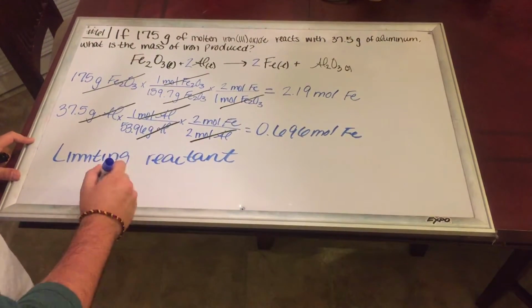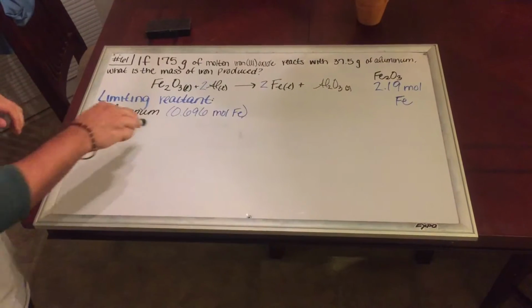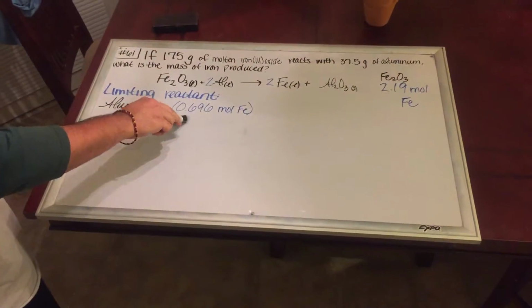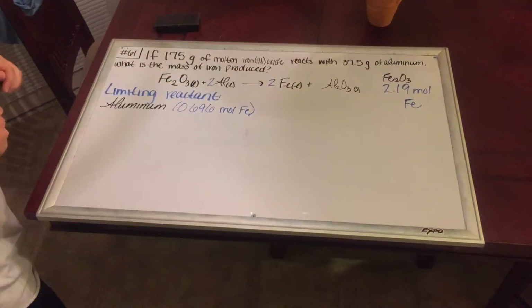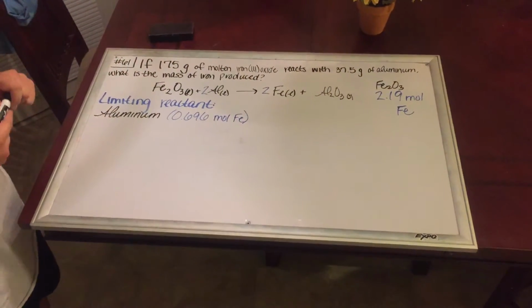So my limiting reactant is aluminum. Because there is less moles of iron with aluminum than there are with iron 3 oxide, we have to use aluminum to find the mass of iron produced.